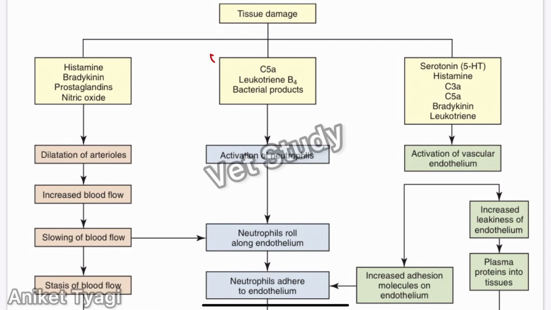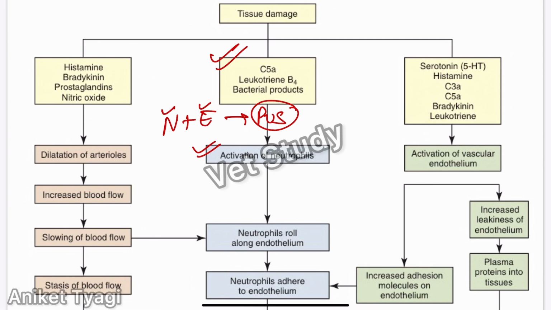In the second step, C5a, leukotriene B4, and bacterial products basically activate the neutrophil. Activation of neutrophil occurs due to this, right? And neutrophils are very important. Neutrophils are the first leukocytes, as I have already discussed, to enter the exudate. When they enter and accumulate in the exudate, they form pus. So pus is nothing but the combination of neutrophil and exudate.